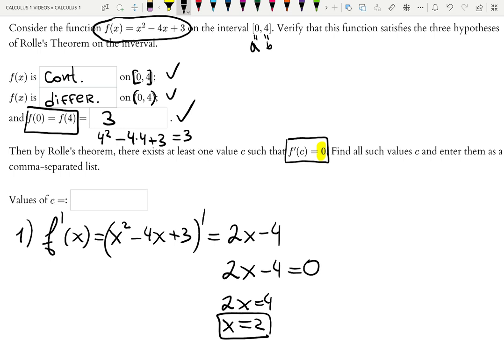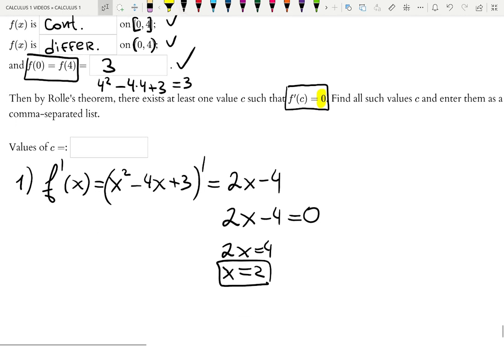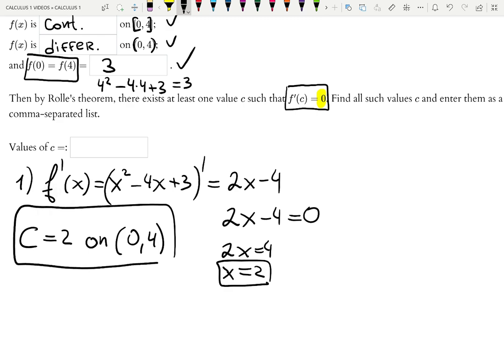That means the theorem was not wrong, and it basically told us that there should be a root for the derivative, and we found that root. Not only that is the case, it also says that this c, which is 2, must be inside of the interval. It's on (0, 4), but not at the endpoints though. So indeed, 2 is between 0 and 4, and that is the answer for c.